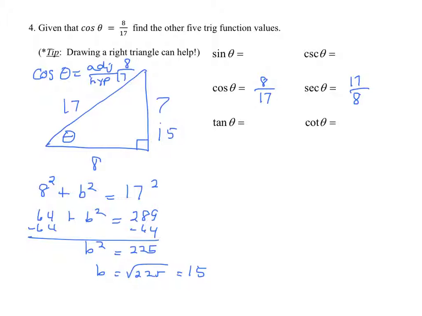Sine is opposite, which is 15, over hypotenuse, which is 17. Blammo, I can get cosecant by doing 17 over 15. Tangent is opposite over adjacent. So in this case, my opposite is 15. My adjacent is 8. Blammo, I can get cotangent just by flipping it around. Perfect. Now let's do the next.